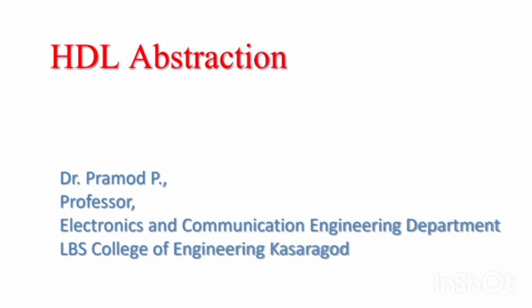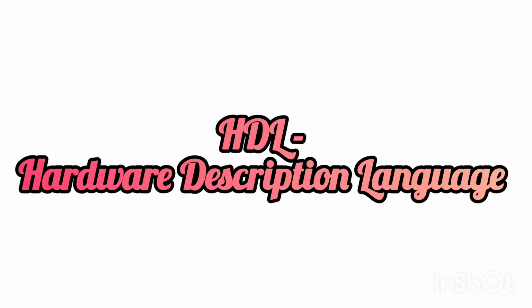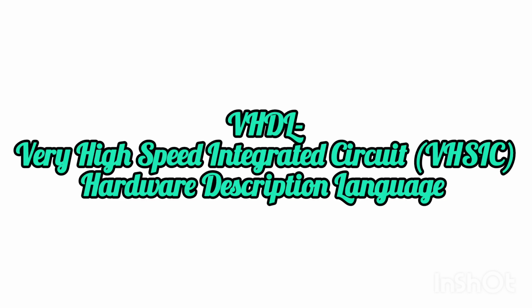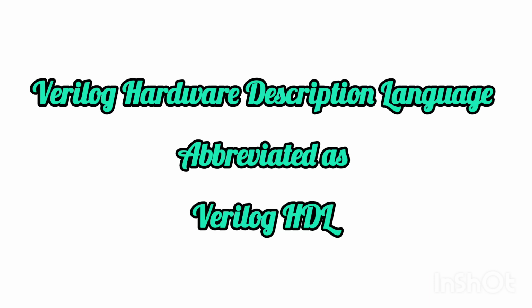Hello dear students, today our topic is HDL abstraction. HDL is the abbreviated form of hardware description language. They are VHDL and Verilog. VHDL means very high speed integrated circuit hardware description language.